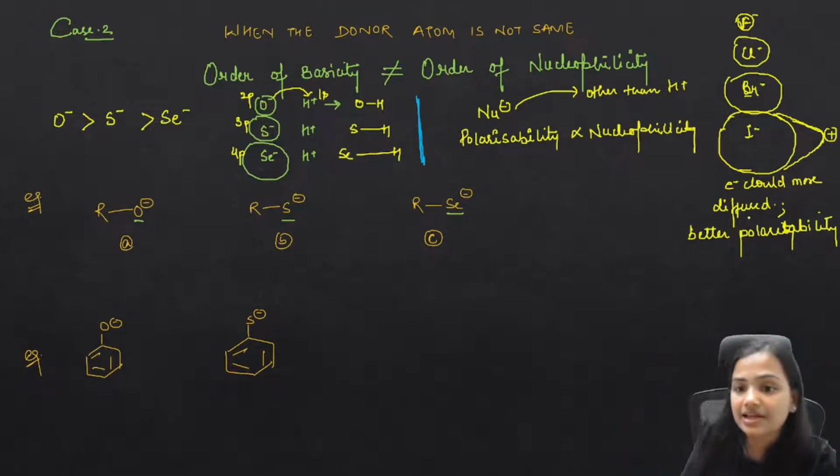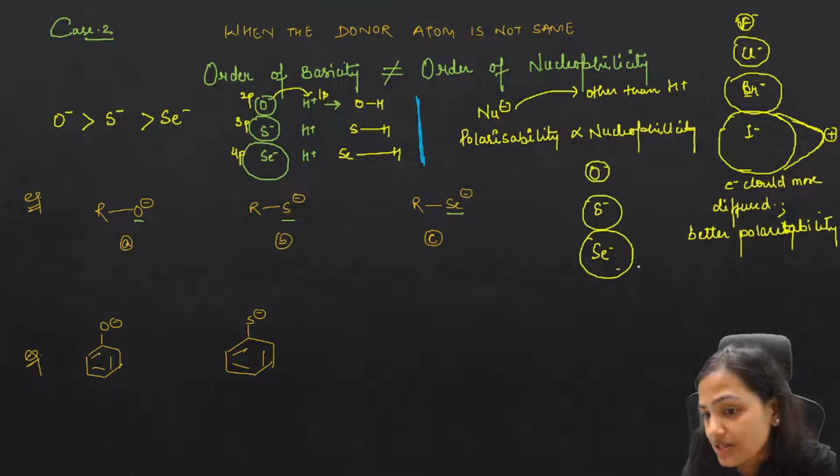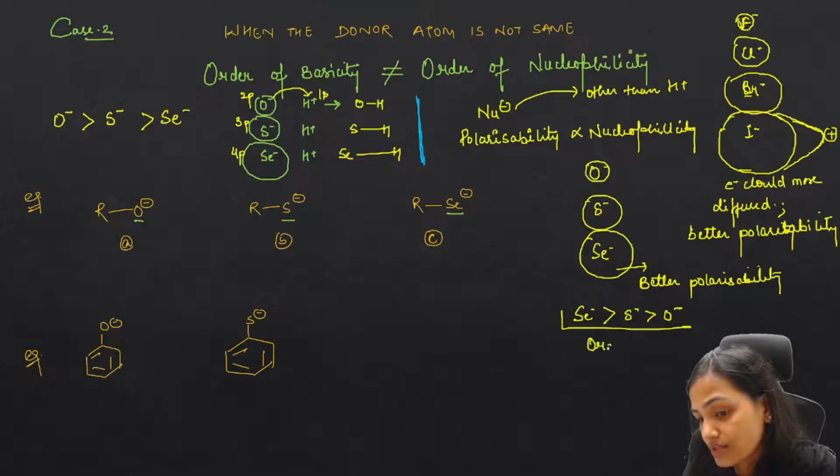So if you see the example of O, S, Se, okay, this is the example I have taken for fluorine, chlorine, bromine and iodine. But if you take the example of O negative, S negative, Se negative, then definitely we know that selenium is bigger in size as compared to the others. So selenium has a better polarizability. Because of this, selenium is going to be a better nucleophile than the sulfide and then the oxide. So this is your order of nucleophilicity.